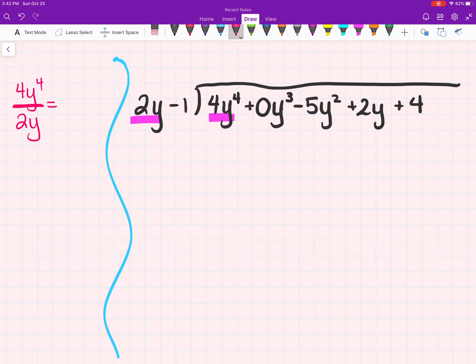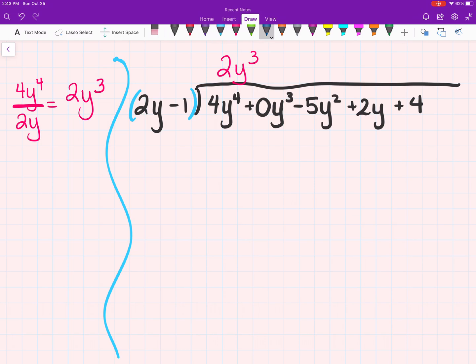And that's going to give me 2y to the 3rd. So I write 2y to the 3rd up here. That's what I'm going to use. Again, I have to multiply that by the whole thing here, the whole dividend, okay?